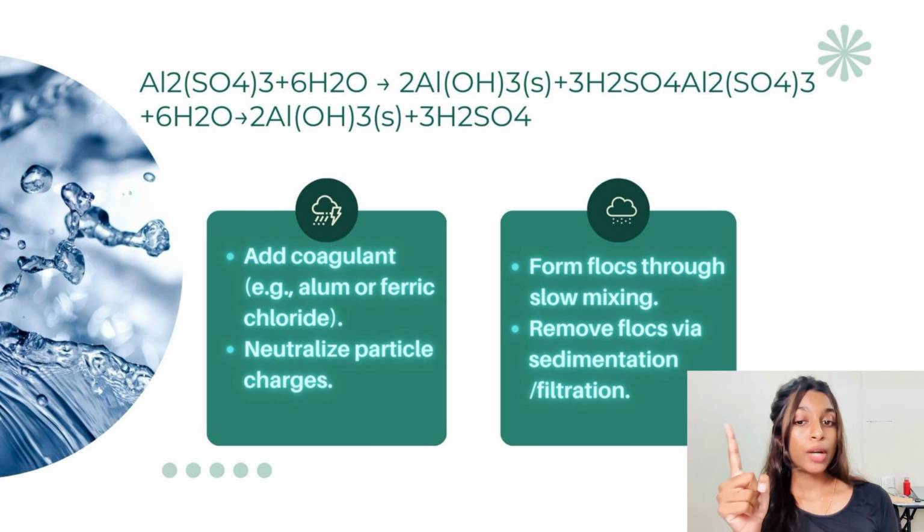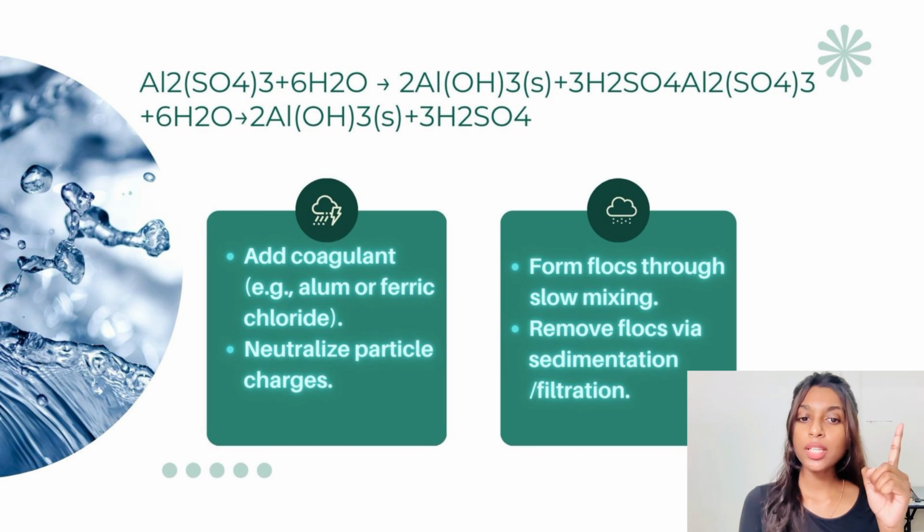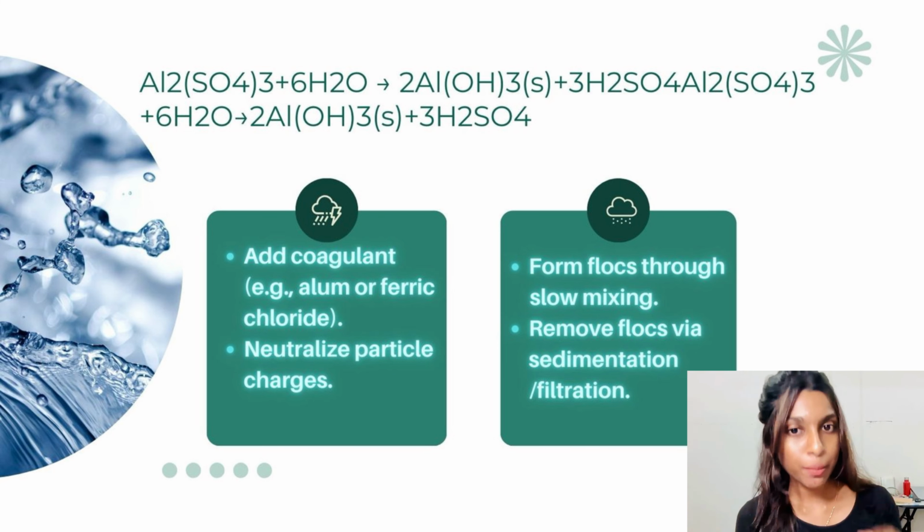Here, aluminium hydroxide precipitates as a solid, effectively trapping the impurities. This process is sustainable because it minimizes the energy required for advanced filtration techniques and produces flocculated sludge, which can often be repurposed in other industries.